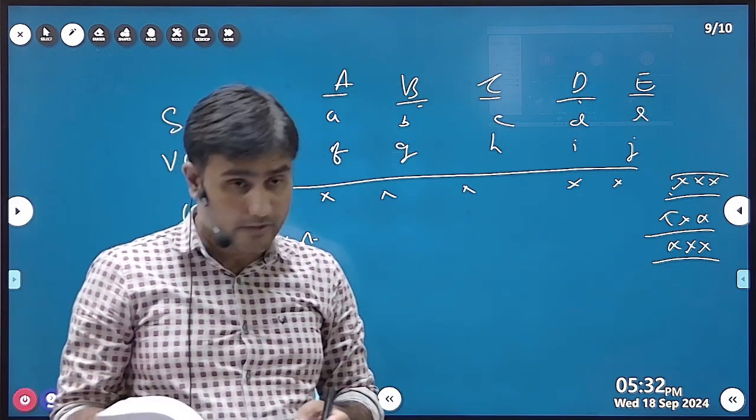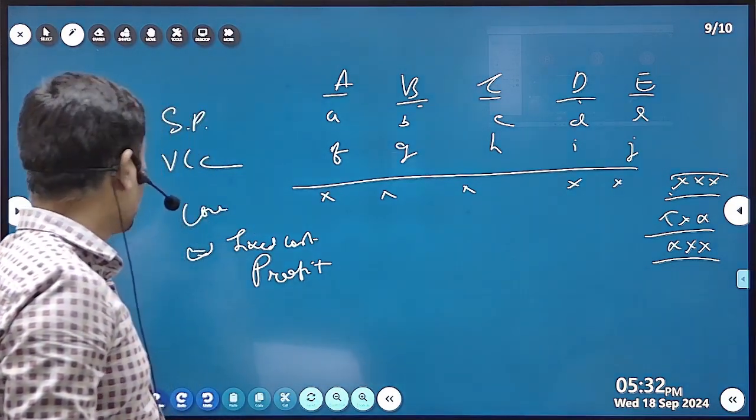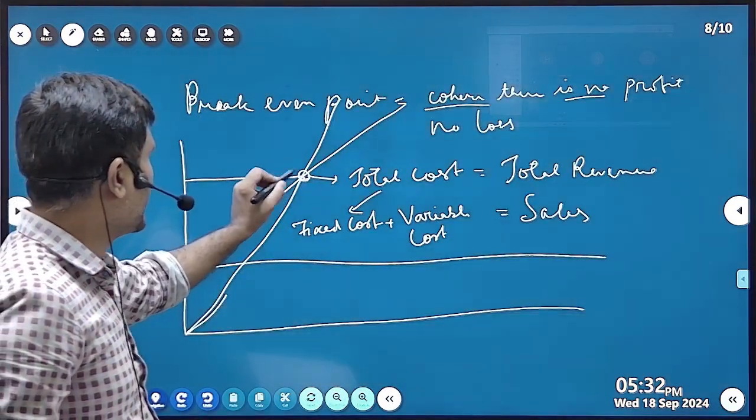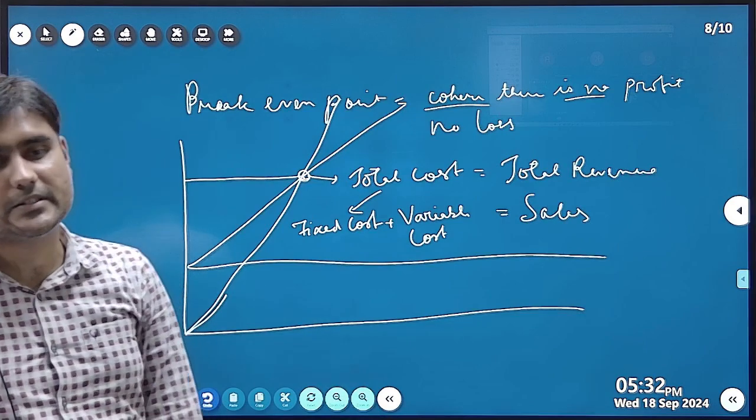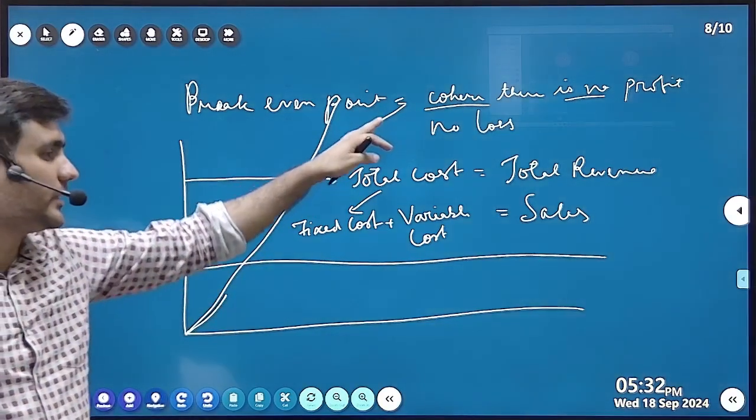It facilitates the calculation of various important factors, like the break-even point we just saw in our previous slide. This is a very important point where the business is at no profit, no loss. If you reach this point, only then can we move ahead.